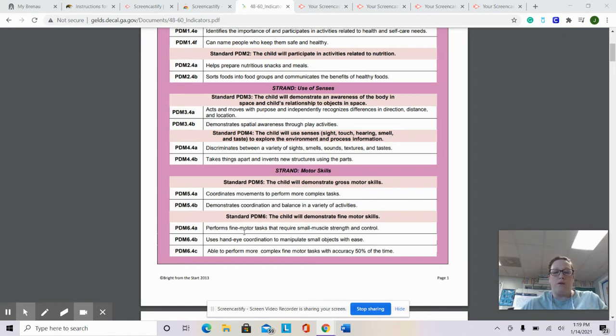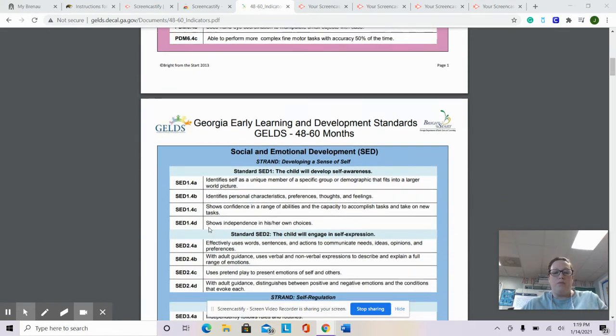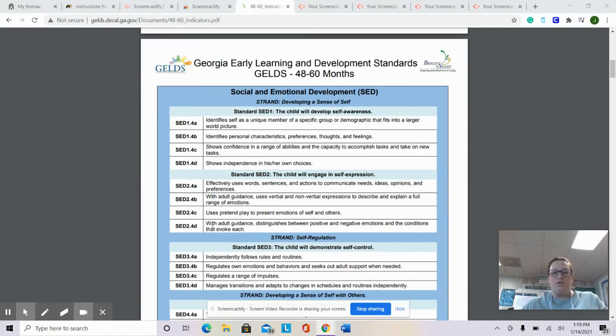The first one is performs fine motor tasks that require small muscle strength and control. That is something I will need to be able to teach my children. So my standard would be PDM6.4a. The same goes when we go further into it with social and emotional.